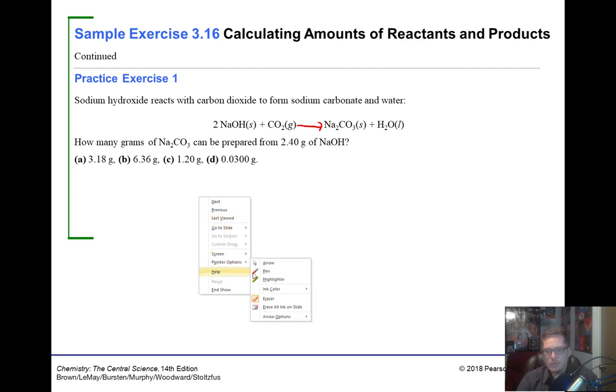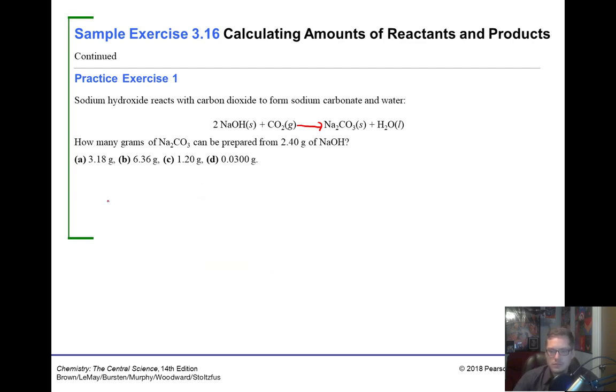All right, let's see. So we've got 2.40 grams of NaOH, and we need to get to moles of sodium hydroxide. So we'll put grams of sodium hydroxide here. We're going to put moles of sodium hydroxide here.